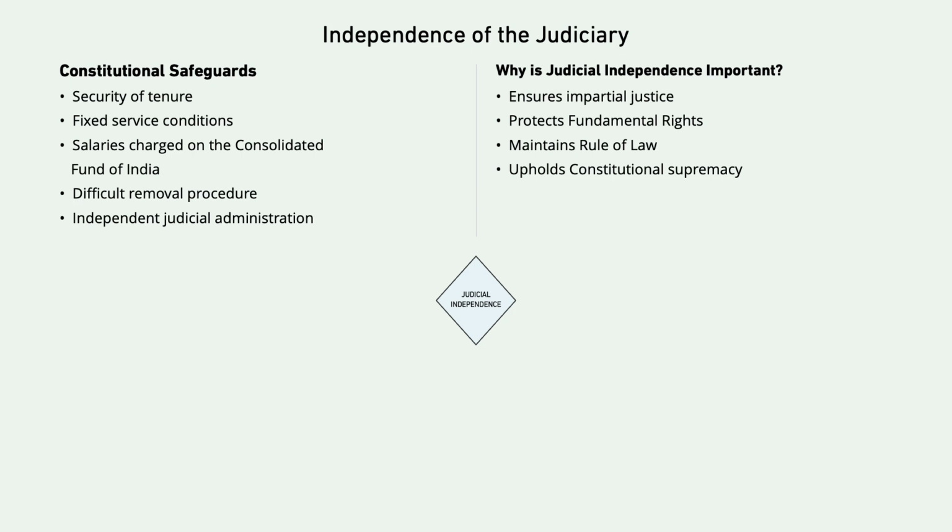Why is judicial independence important? To ensure impartial justice. Like I said, if one of the judges is appointed by Narendra Modi, that judge will favor Narendra Modi. So judicial independence is important to ensure impartial justice, to protect fundamental rights, to maintain the rule of law, and to uphold constitutional supremacy. No one is above the Indian Constitution. It is the Supreme Court that protects and declares that the Constitution is above everything, including the ruling government. If there were no Supreme Court, the ruling government could do anything it wants. It could amend the Indian Constitution in such a way that it stops being a democratic republic. Hence, it is the Supreme Court, okay?